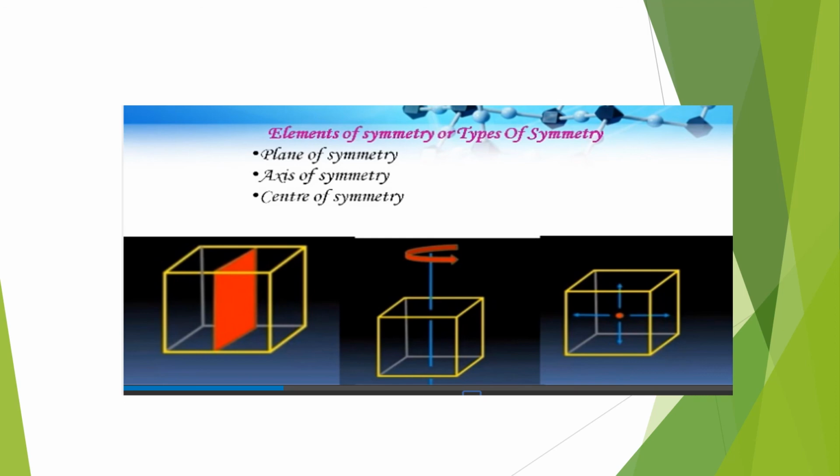Elements of symmetry or types of symmetry. Elements of symmetry are plane of symmetry, axis of symmetry, center of symmetry. Plane of symmetry is shown in the first figure. Axis of symmetry is shown in the second figure. And center of symmetry is shown in the third figure.